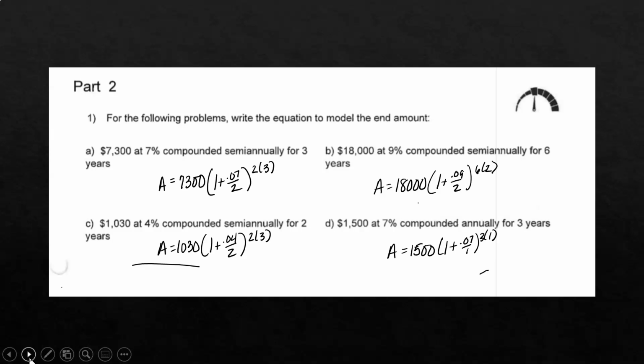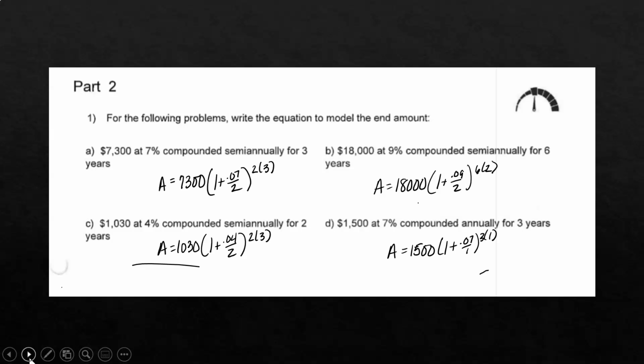Part 2. All you need to do is write the equations. They seem to like semi-annually. So A is $7,300 at 7% compounded semi-annually for 3 years. Should be A equals 7,300 times the quantity of 1 plus 7/100 over 2 to the 2 times 3 power. B is A equals 1,800 times the quantity of 1 plus 9/100 divided by 2 to the 12th power.